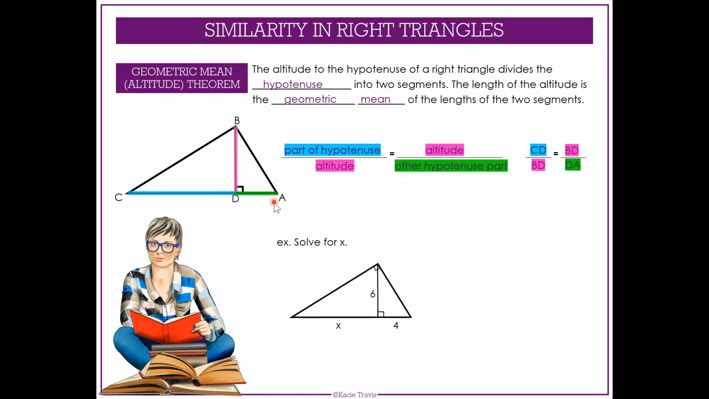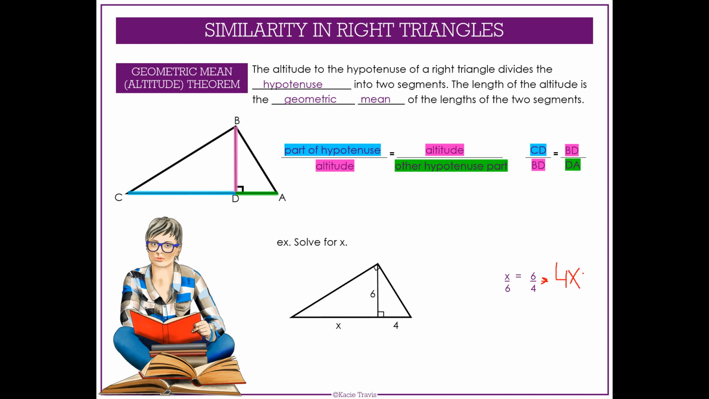Right here, they give us a couple things. I see they gave us the altitude. They gave us one part of the hypotenuse, but we're missing the other part. So we're going to use this formula to set this up and knock it down. Our proportion is our altitude on the top and the bottom of both of these fractions, and one part of the hypotenuse here and the other part of the hypotenuse here. So I cross multiply these two.